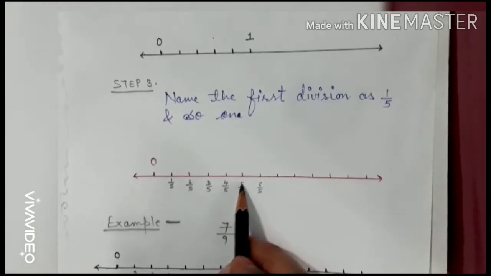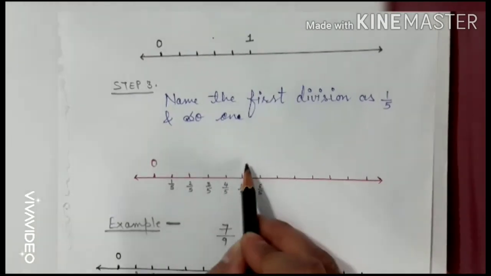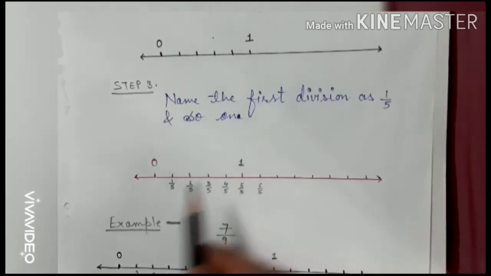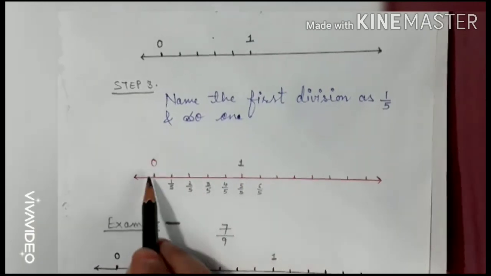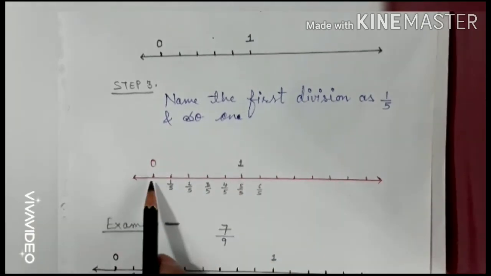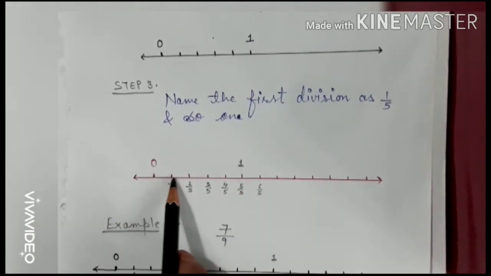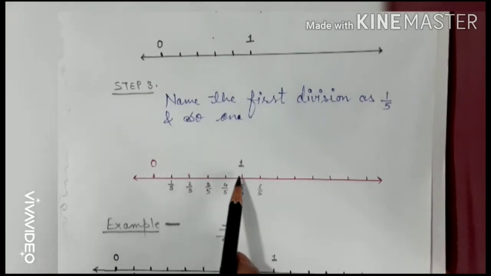Okay, so here 5 upon 5 means 5 upon 5 becomes 1. That means it comes between 0 and 1. So between 0 and 1, how many parts have we made? 5 parts. 1, 2, 3, 4, 5.